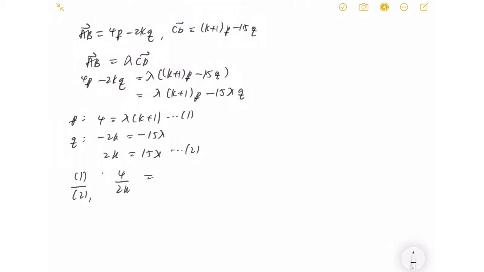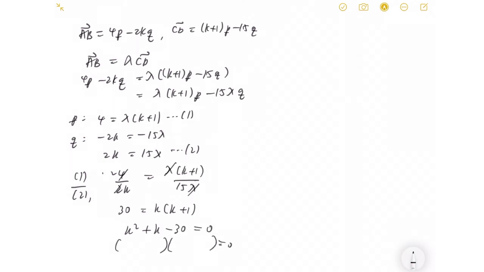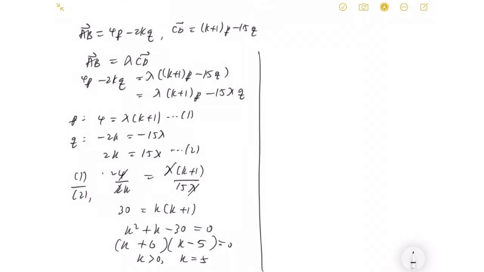So you cross multiply, this is 30 equals k plus 1 times k. So k squared plus k minus 30 is 0. We can double bracket factorize them. It should be 6 and 5. So k, let's say k is positive. Normally the exam will narrow down. They say, let's say k is a positive value. So we ignore negative 6, we take positive 5. And if you want to find the ratio AB to CD, just take the k value and sub inside. Maybe I sub into equation number 2. So 2 times 5 is 15 lambda. Lambda is 10 over 15, 2 over 3.